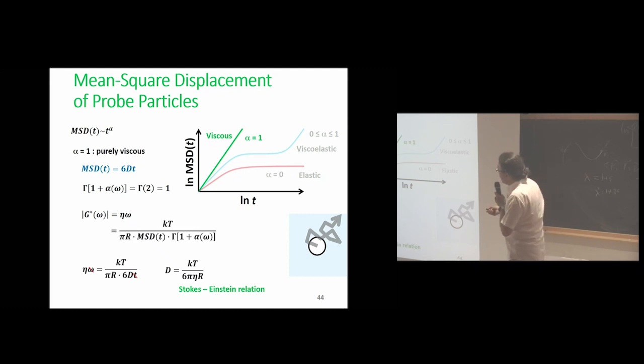In the case of a purely viscous medium, you have a slope of 1, alpha equals 1, for the whole time range, so the gamma function of 2 is 1. And then the complex viscosity equals the viscosity multiplied by omega. Here you have 1, and the MSD should be 6Dt. This way you find D equals kT over 6 pi eta R. This is the normal Stokes-Einstein relation.